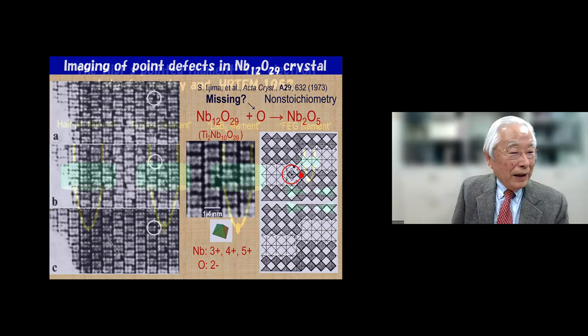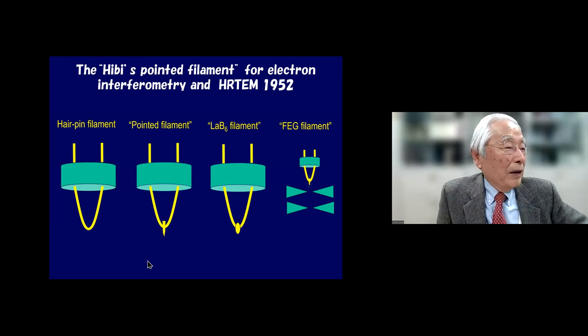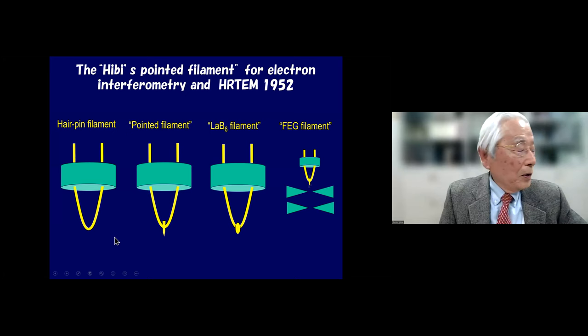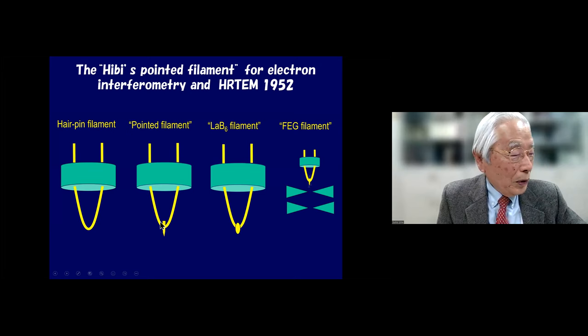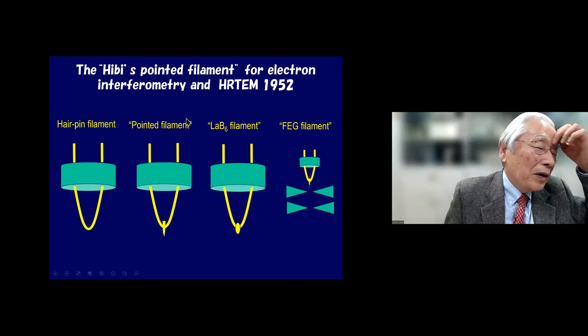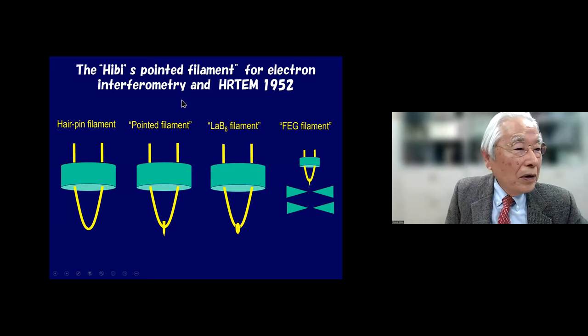Right, one trick: in 1970, when I moved to Arizona State, microscope resolution was not high enough to see individual atoms, because people were using this hairpin type filament. Then this is my special technique. I use what we call the pointed filament. The pointed filament was developed by my boss when I was at Tohoku University.